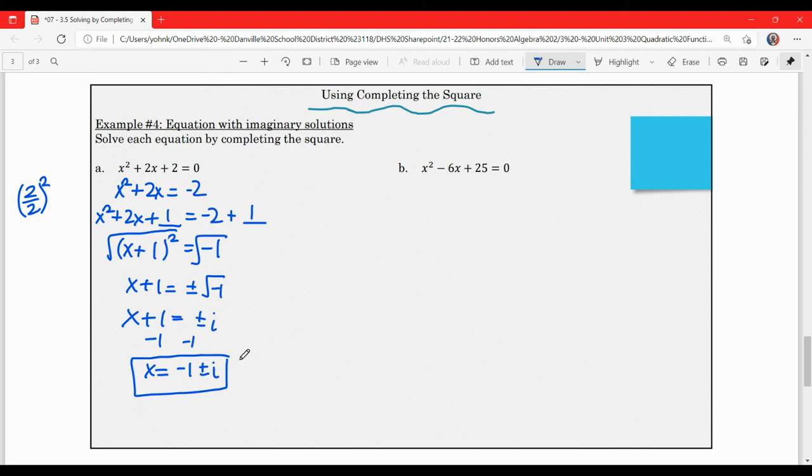So this means that my parabola is going to open upwards and it's never going to cross the x-axis, which is why the zeros are imaginary.